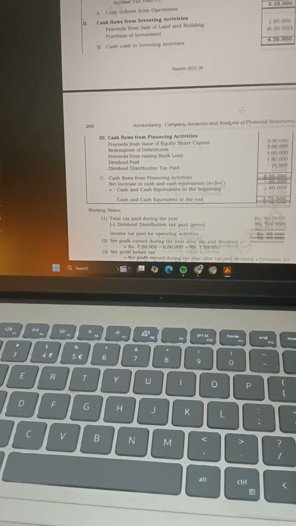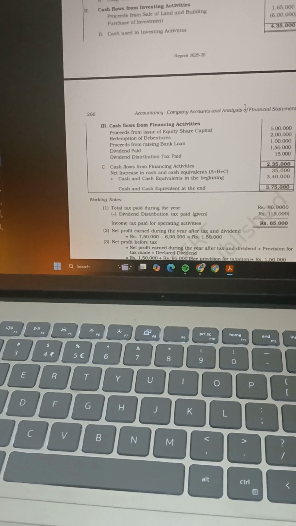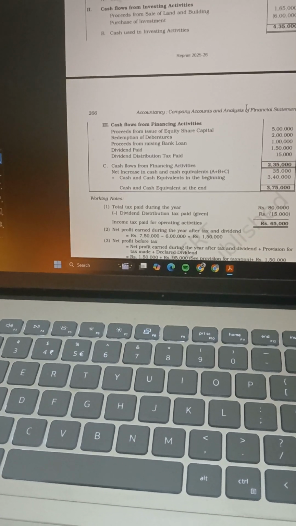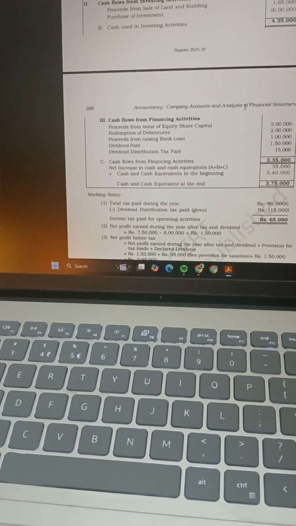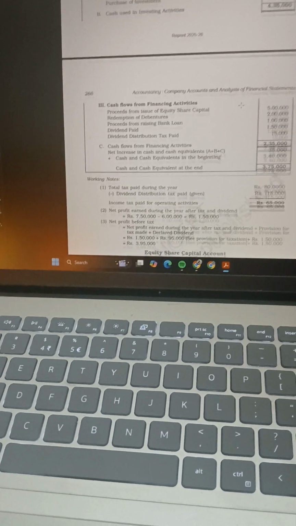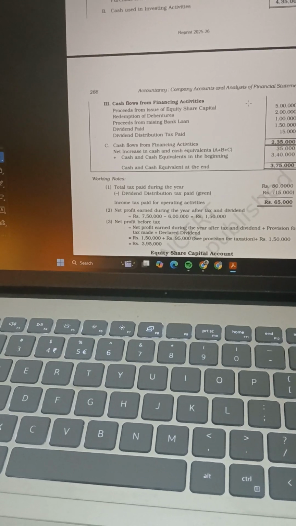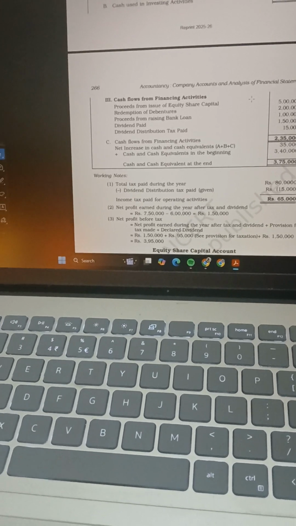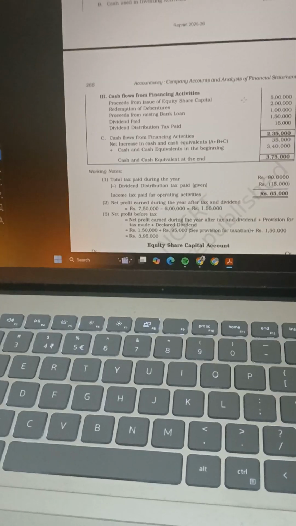Then cash flows from financing activities: proceeds from the issue of share capital. Then redemption of debentures, we have already got all the figures. Proceeds from raising bank loan, then dividend paid, dividend distribution tax paid. By adding all those amounts, we get the cash flows from financing activities.